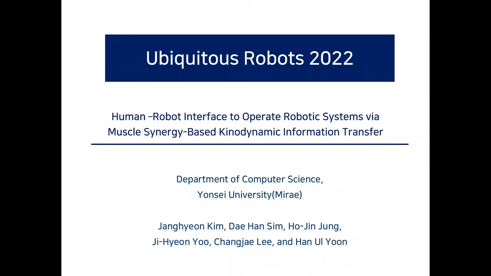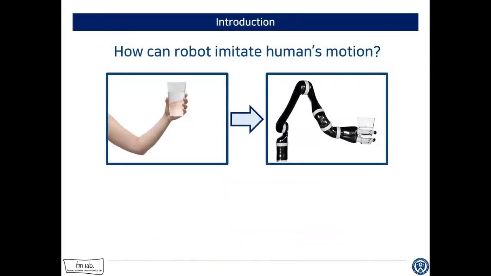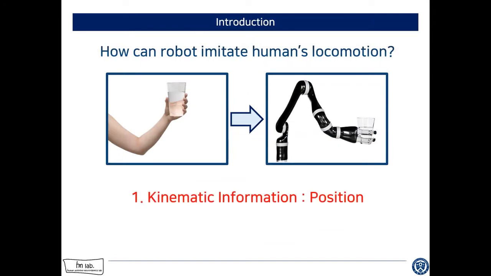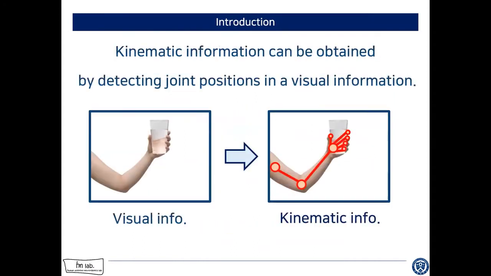Today, I would like to talk about our approach to design an HRI system, which enables a human operator to transfer kinematic trajectory as well as force. To imitate human motion, a robot needs two types of information. The one is kinematic information such as position and velocity. The other is dynamic information like force or torque.